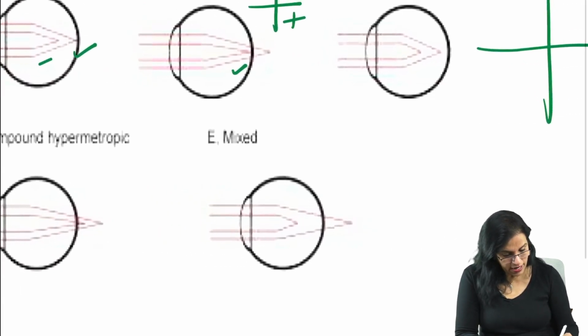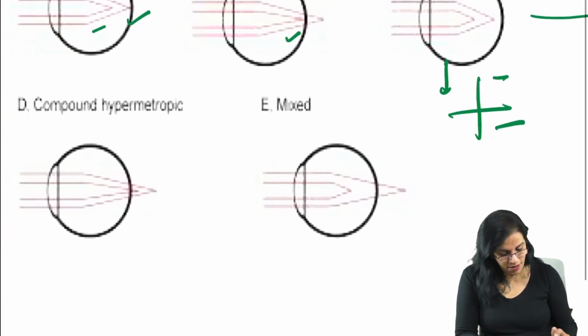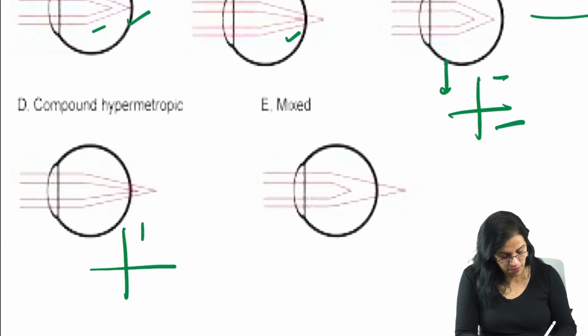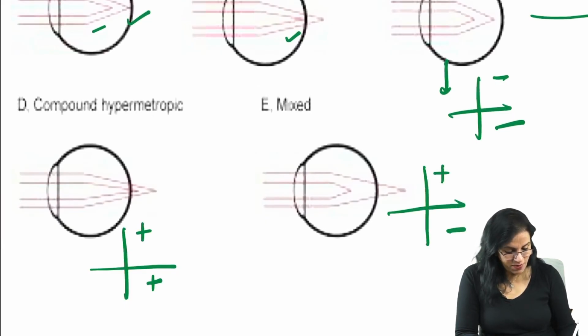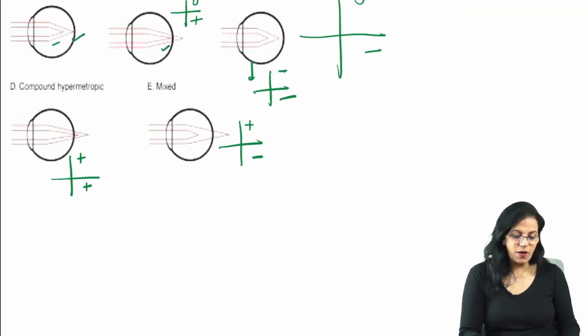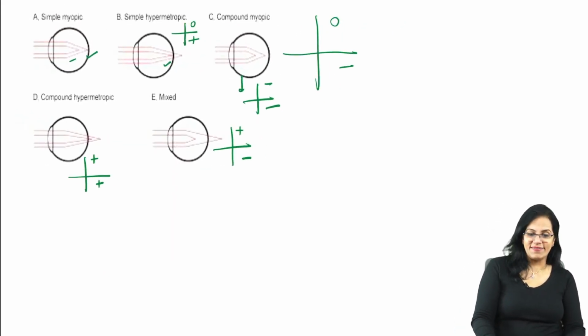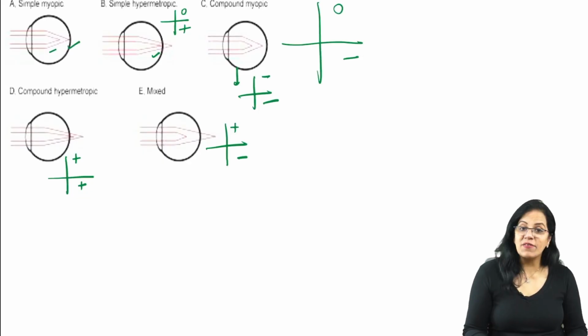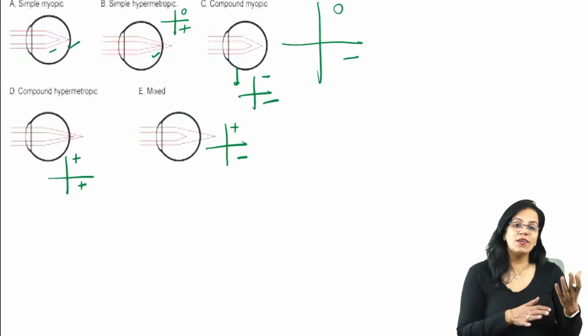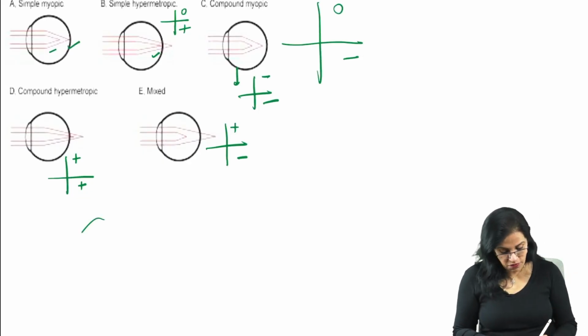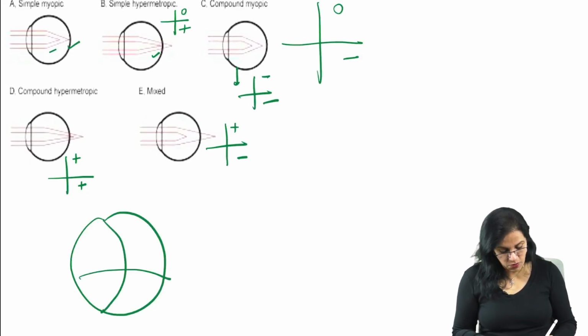And how do you show compound myopic? I will show it as both are minus. What does compound hypermetropic mean? Both are plus, meaning both are behind the retina. And one plus and one minus is mixed astigmatism. So this is one way of classifying astigmatism. Is there any other way of classifying? Just remember one more: with the rule and against the rule. When you say with the rule, vertical is more than horizontal.